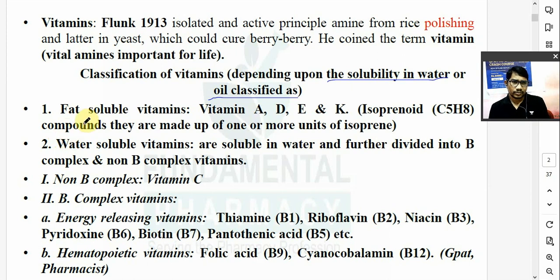Now what are the lipid soluble vitamins? Questions are already asked on this, so you have to remember. Lipid soluble vitamins or fat soluble vitamins are also known as isoprenoid vitamins, or sometimes carotenoids. It is the same name. Fat soluble vitamins, lipid soluble vitamins, isoprenoid vitamins, carotenoid vitamins. In that you are going to have vitamin A, vitamin D, vitamin E and vitamin K. A, D, E, K. You have to remember.